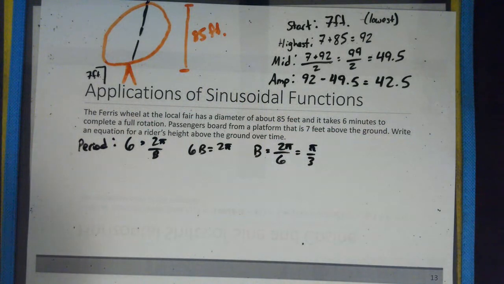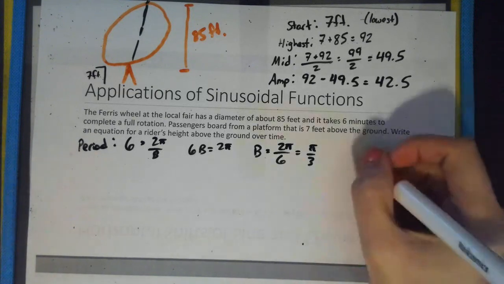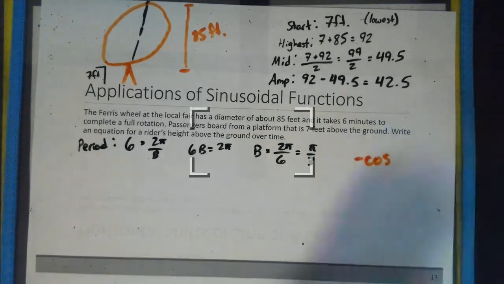So we have the midline, we have the amplitude, we have the period, which gave us our b value. We just need to know whether this is a sine graph or a cosine graph, or a negative sine graph or a negative cosine graph. Keep in mind, we are starting at the bottom. We are starting at the lowest we are ever going to go. If you think back to the little Desmos graphs I showed you, starting at the very bottom, at the lowest valley, that is a negative cosine graph because we're starting at the lowest.